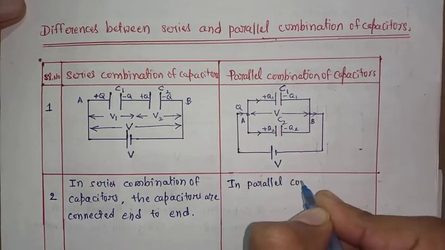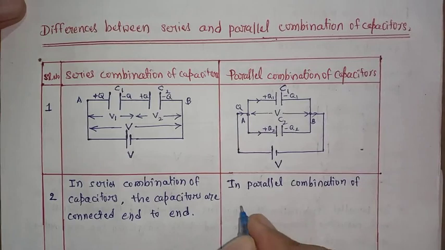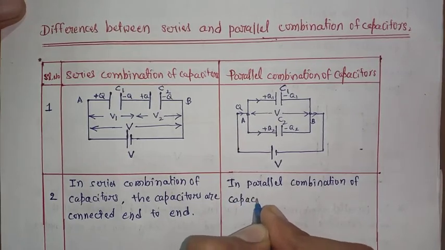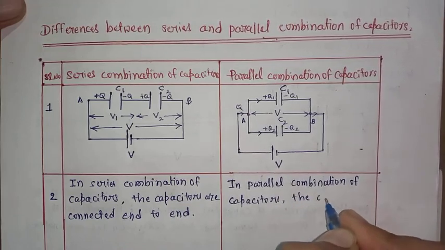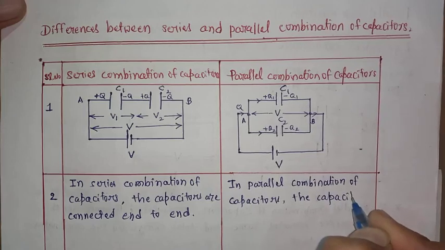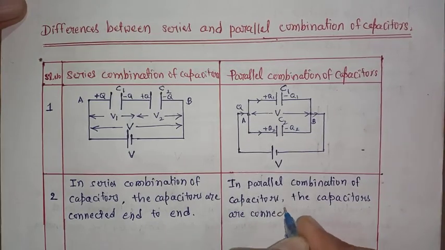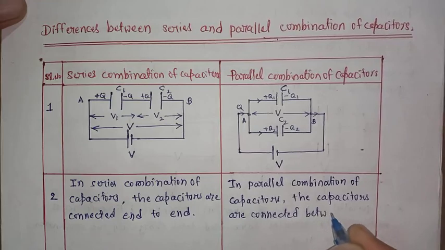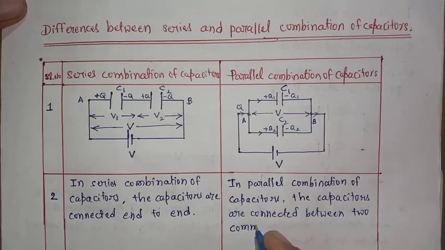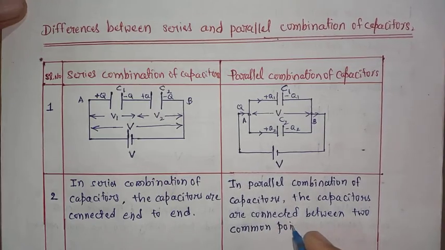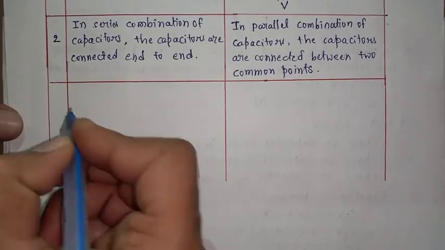In parallel combination of capacitors, the capacitors are connected between two common points. So we'll move to the third difference now.